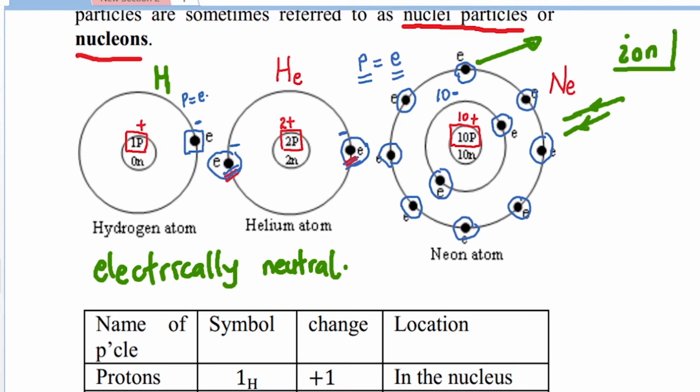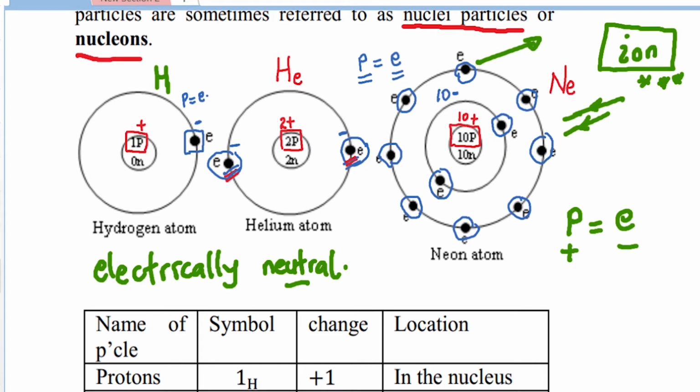But that is not our discussion for today. This will be a discussion for another day. Just know for now that for an electrically neutral atom, the number of protons is equal to the number of electrons, meaning that the number of positives is equal to the number of negatives. And that is what we call an electrically neutral atom.